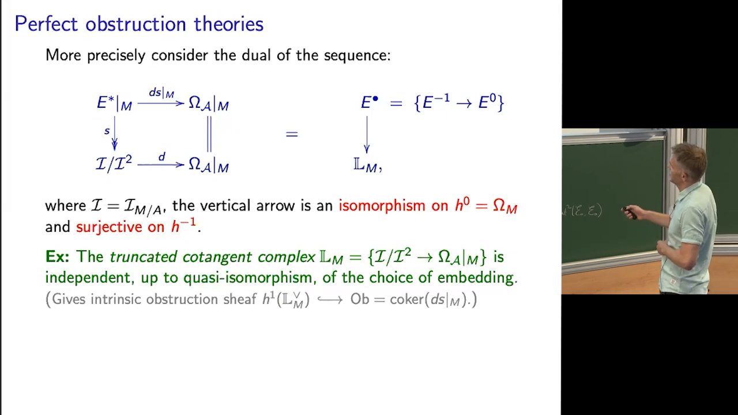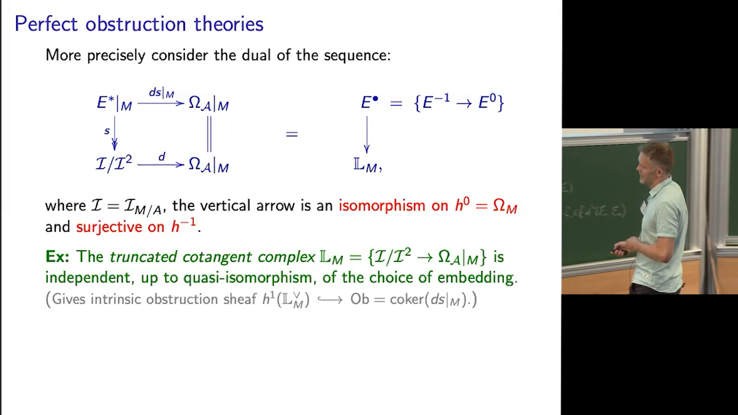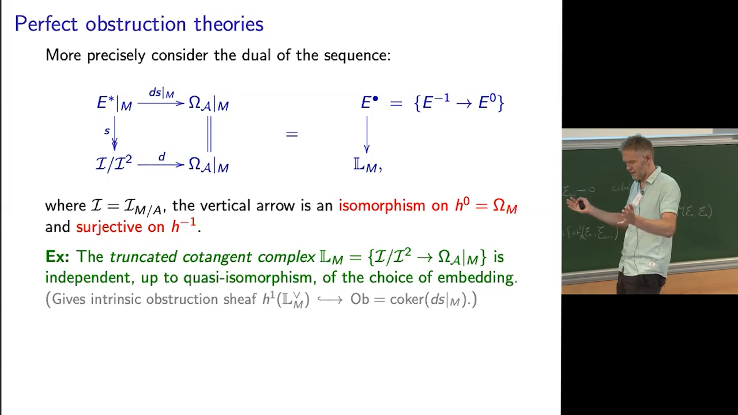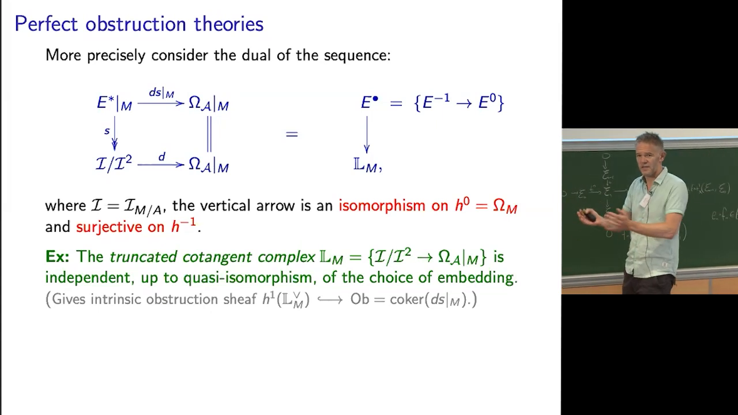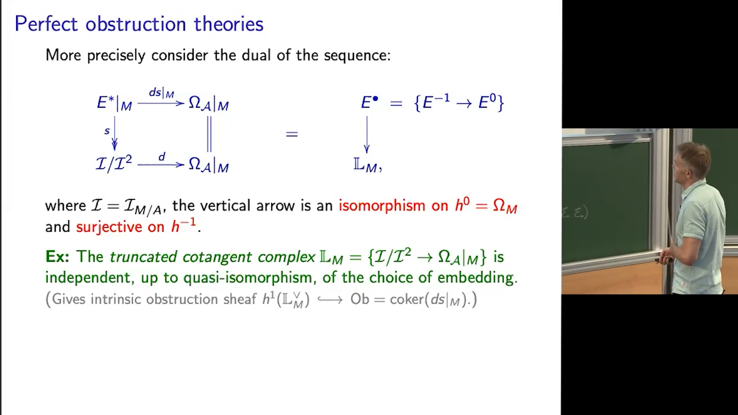Okay, but this truncated cotangent complex is a very natural thing to consider. It's independent of the choice of embedding, and it's very easy to show. Hint: if you have two embeddings, do the usual thing, just take their product and compare. It's rather easy to prove this.